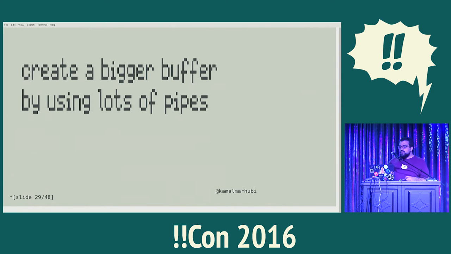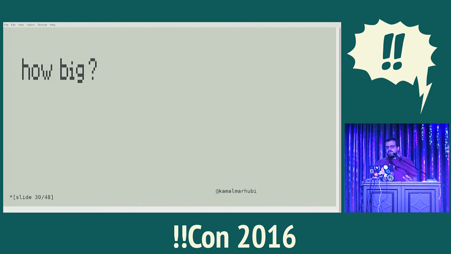And so now we've got a building block, which is we can store data in a pipe, but pipes are only so big. The buffer is usually some number of kilobytes. But we could create a bigger buffer by having many pipes. I've only got one. But having many pipes and then doing some offset and div mod kind of math to make it all work out. And well, how big can we go?